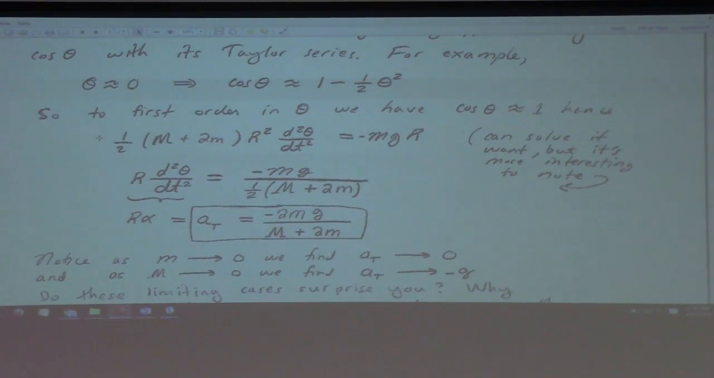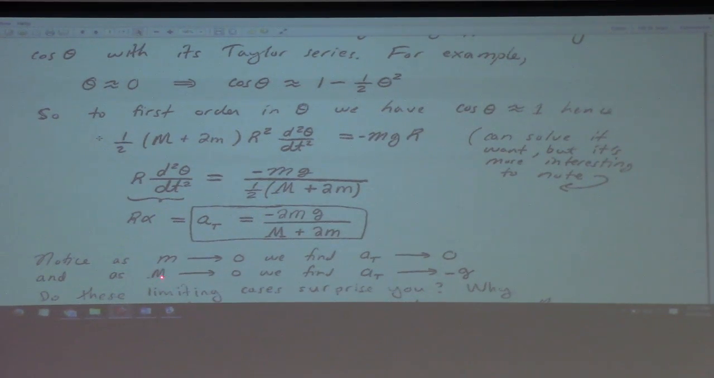So anyway, if I just keep the constant term, then I get this equation, which I can integrate twice, and I get the tangential acceleration is minus 2 mg over m plus 2m. That's kind of interesting. If you let m equal 0, then it would just be the boring coffee can full of cement, and it would just sit there. It wouldn't have any kind of torque at all. This formula makes sense. If little m goes to 0, the tangential acceleration is 0.